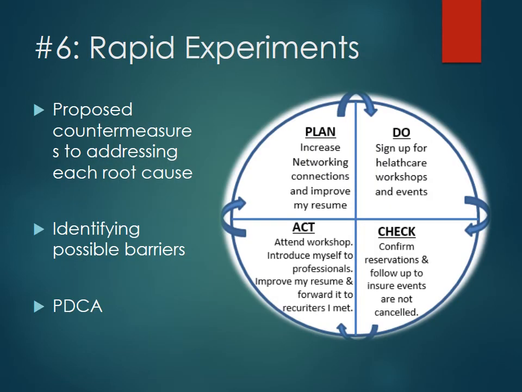Box 6 is rapid experiments, and here is a way to implement the plan, do, check, act cycles. The purpose is to illustrate what changes you're implementing, what happened when you implemented those changes, and what you plan to do next or differently. You want to talk about the barriers you identified and the next changes you plan to make based on what you learned. So again, here's a PDCA cycle that I created for my personal A3.